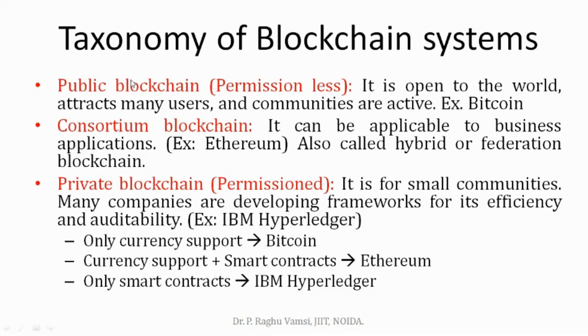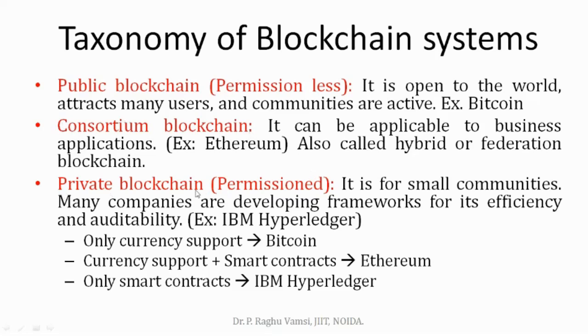Next, consortium blockchain. It is also called hybrid blockchain or federation blockchain. Consortium blockchain has the features of both public and private blockchains. It can be applied to business applications. An example is Ethereum, which consists of cryptocurrency and also general business applications.